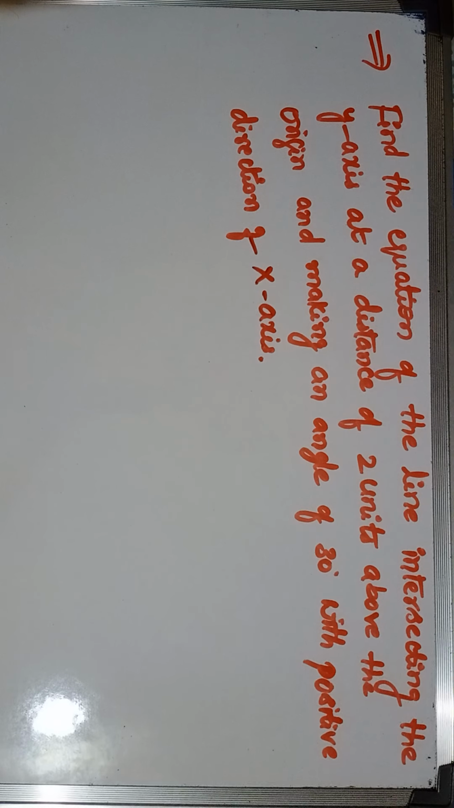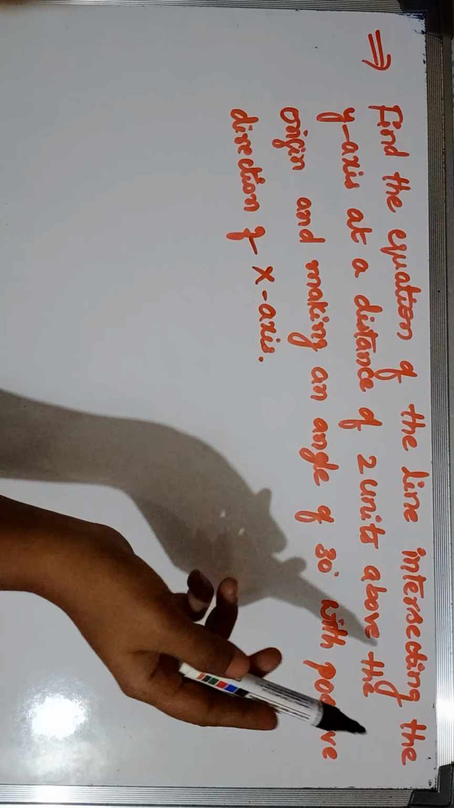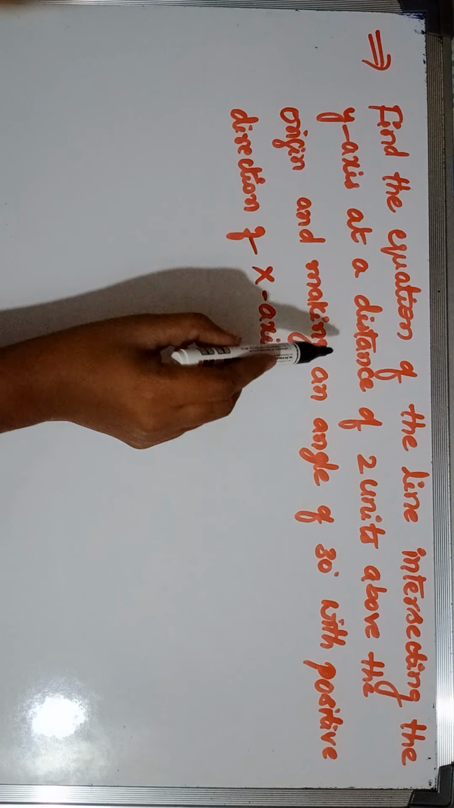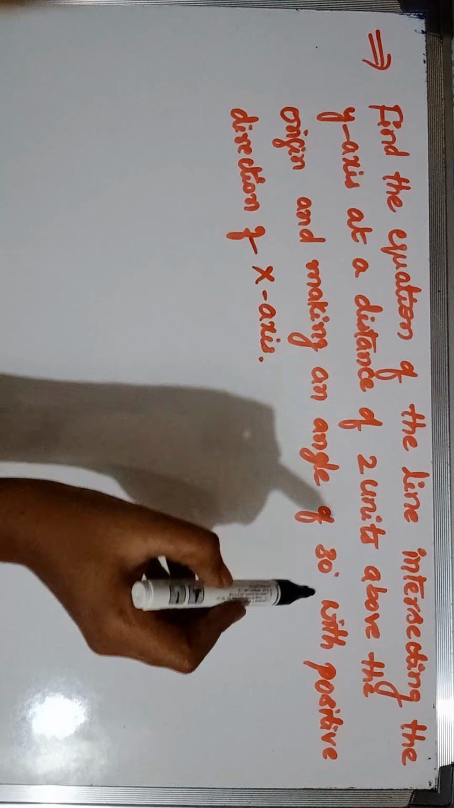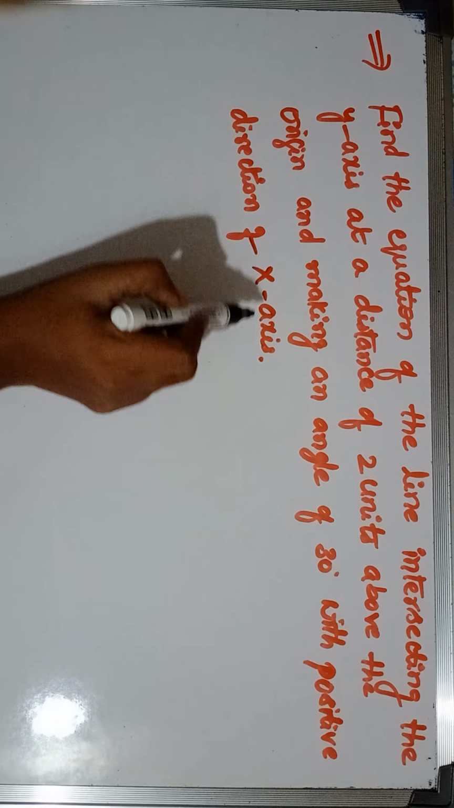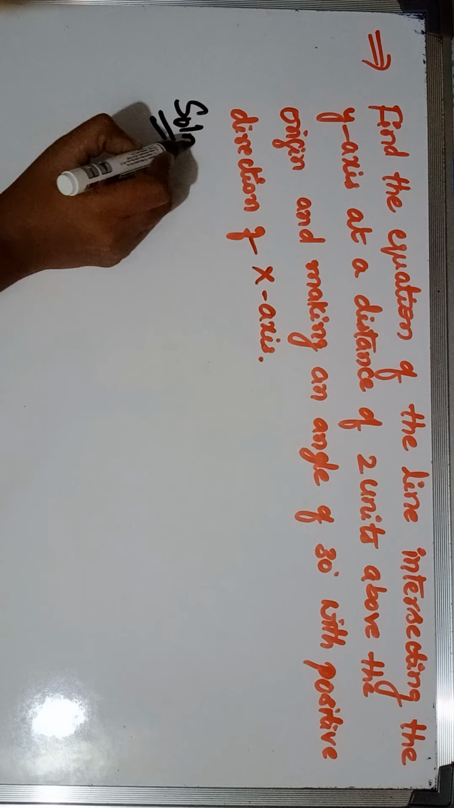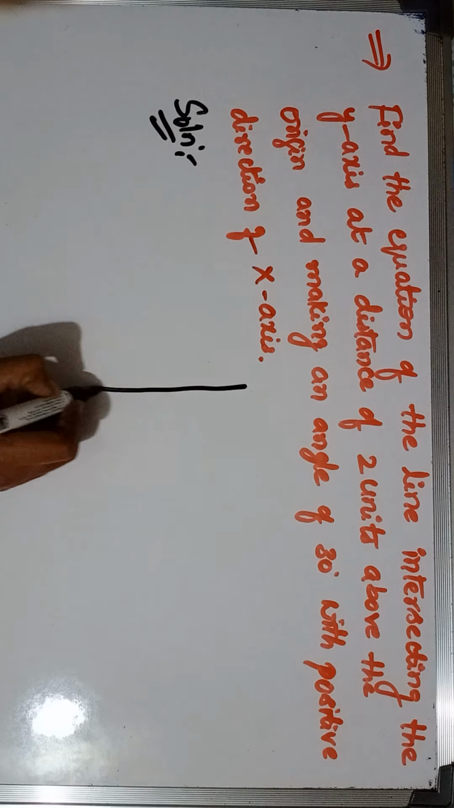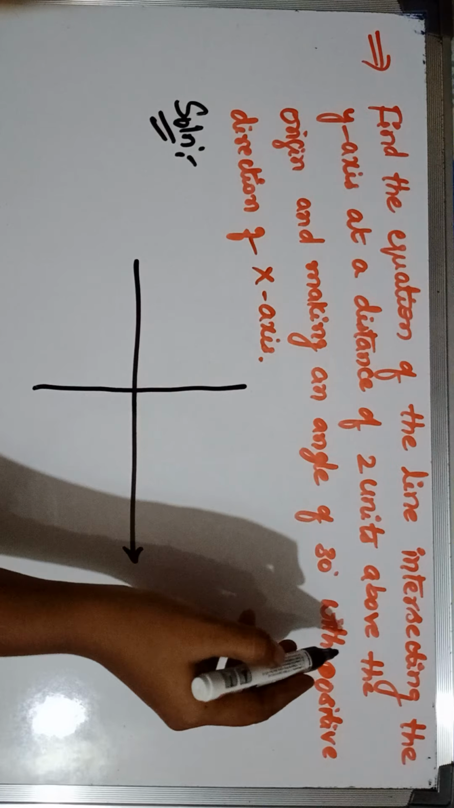Okay, let us solve the next question. So go through the question, what is given. Find the equation of the line intersecting the y-axis at a distance of 2 units above the origin and making an angle of 30 degree with positive direction of x-axis. So it's a very simple question. Here we need to find out the equation of a line which intersects y-axis at a distance of 2 units above the origin.